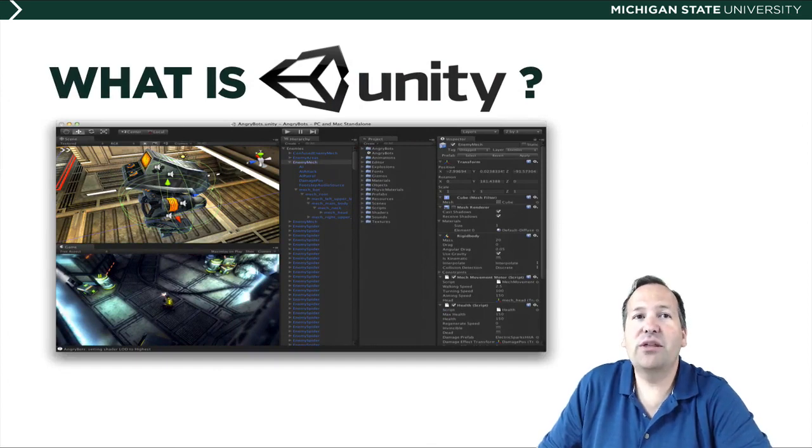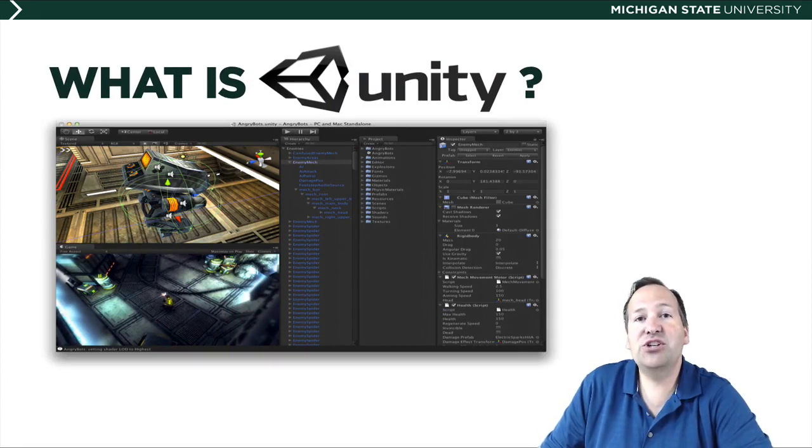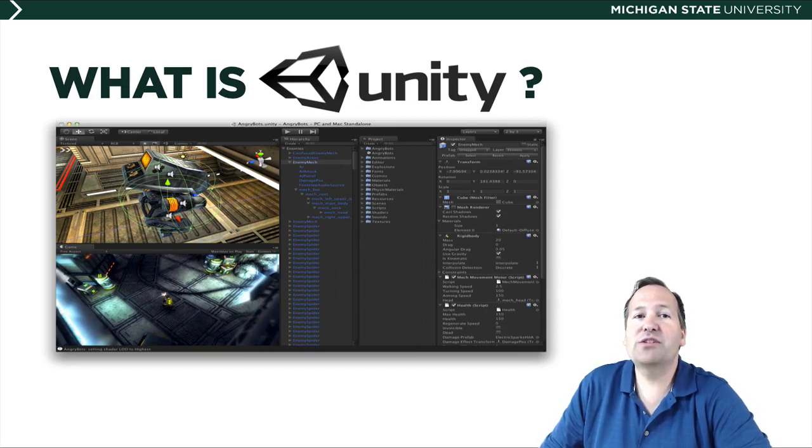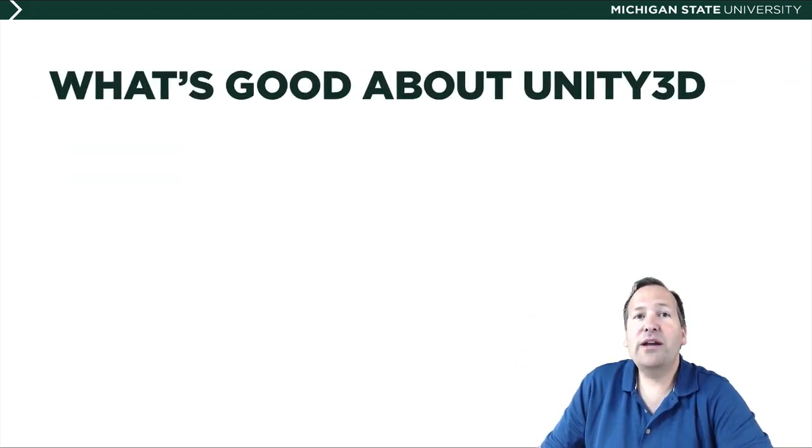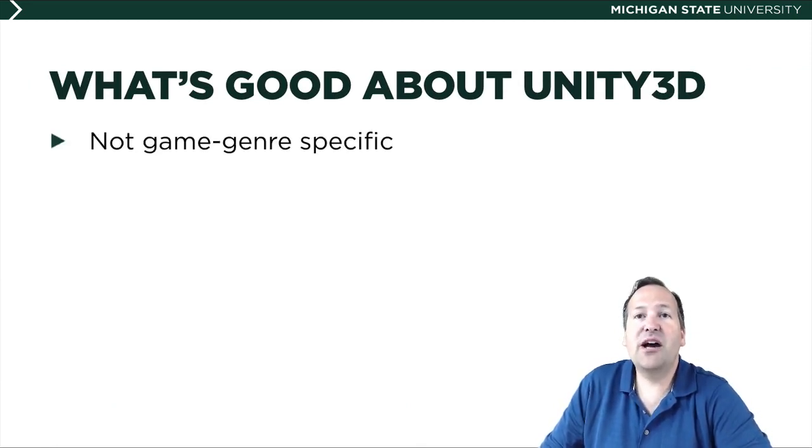So what is Unity3D? Unity is one of the most commonly used game engines and game editors in the game industry, in education, and by hobbyist game makers today. It is the engine we'll be using throughout this course. But why has Unity become so popular? And why did we pick it for this course? One thing I really like about Unity is it's not game genre specific. What I mean by that is you're not locked into making a certain type of game. You don't just have to make role-playing games or 2D platformer games, for example.